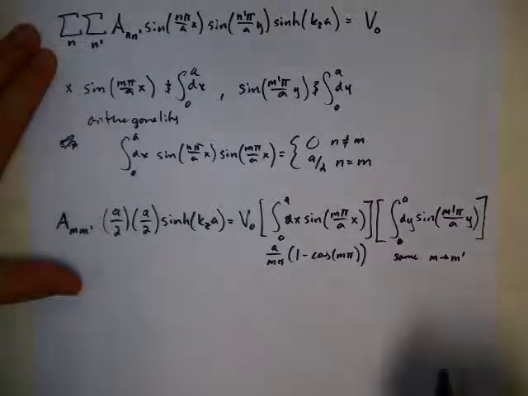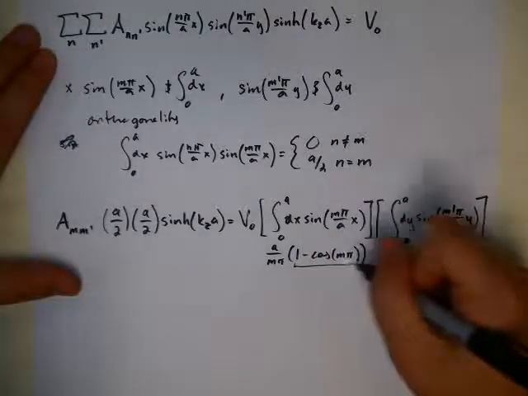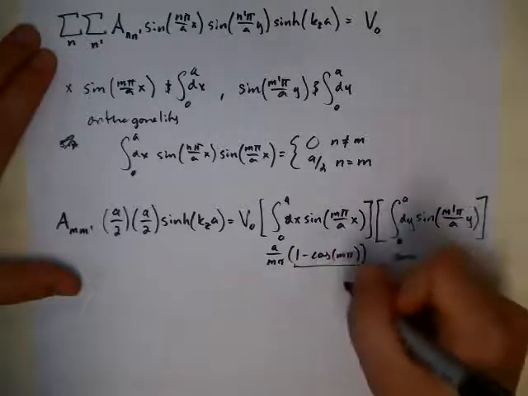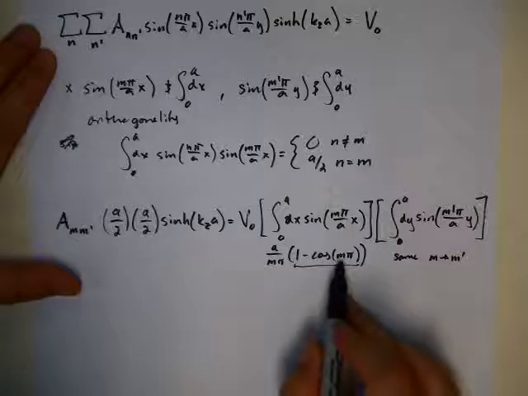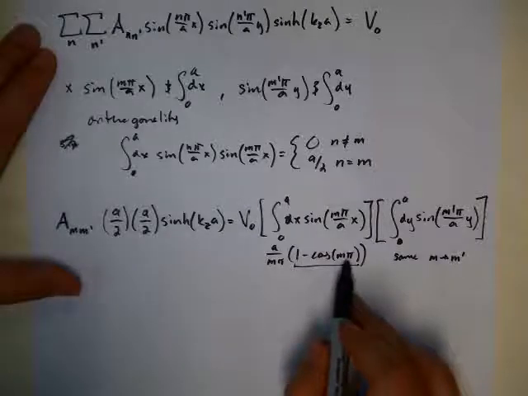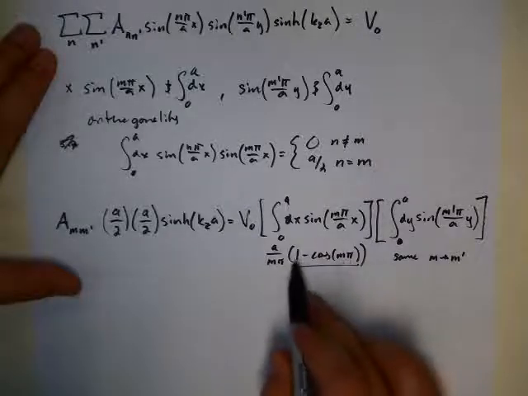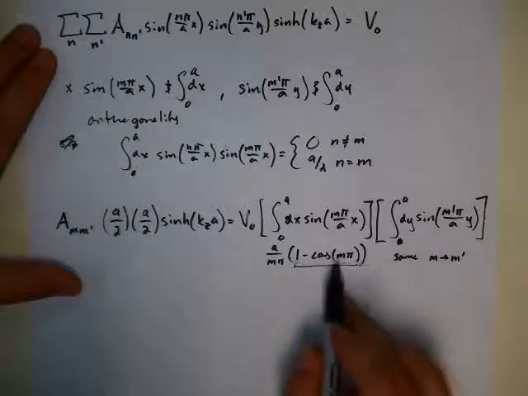The other thing I'd like to point out, though, is I can look at just this underlined part, and I see that for odd choices of m, cosine of m pi for m odd is minus 1, so that's going to be 1 minus minus 1, or positive 2.